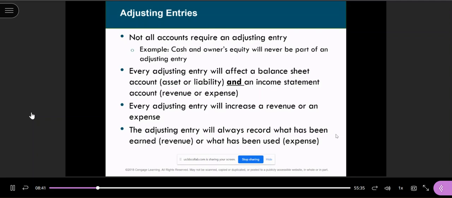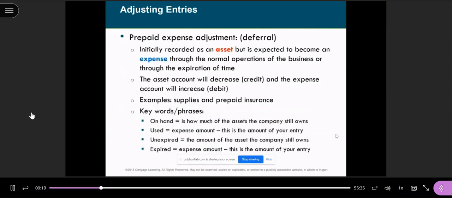And the adjusting entry will always be recording what we've earned, meaning services we've provided, or what we've used. So how much supplies have we used? How much in prepaid insurance has expired? So we're going to look for some kind of keywords and phrases to help us identify what has been used or what has been earned. But those are 3 really important points. Again, every adjusting entry affecting one balance sheet account and one income statement account. Every adjusting entry is increasing a revenue or an expense, and the amount that we record in our entry is always going to represent how much we've earned or how much we've used.